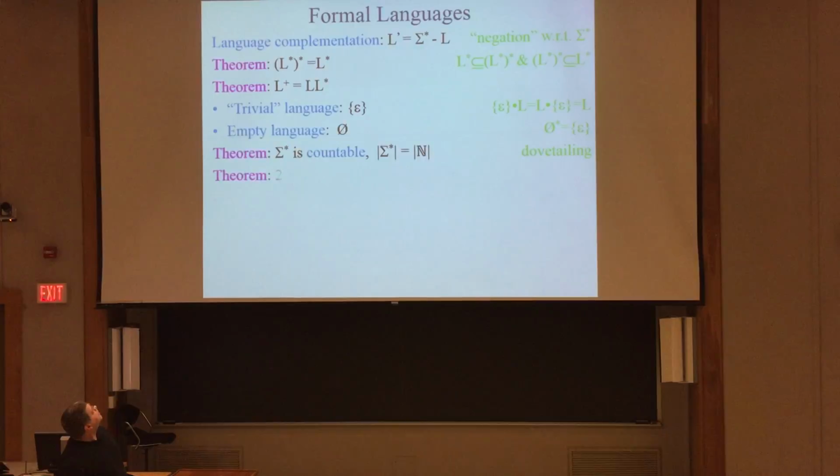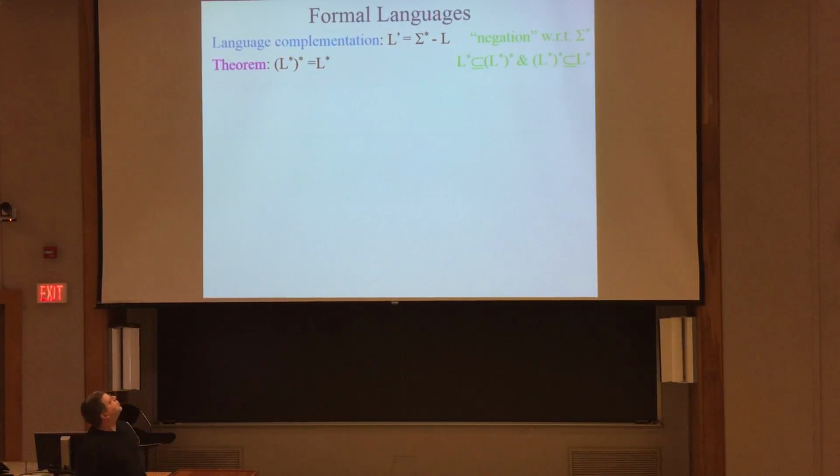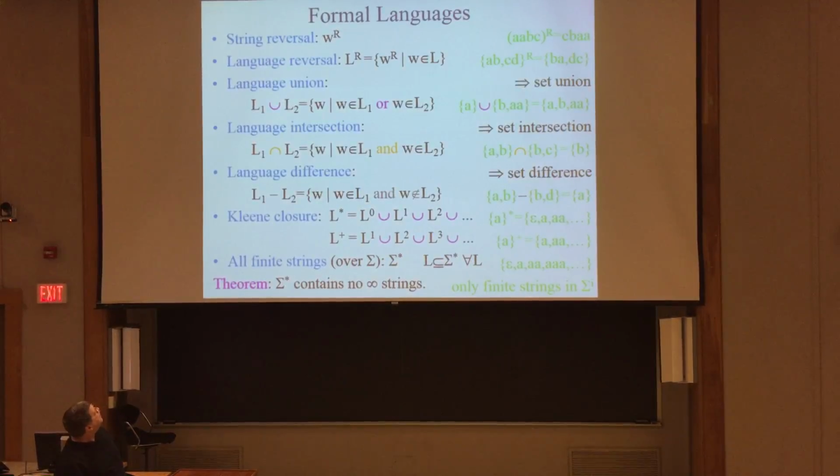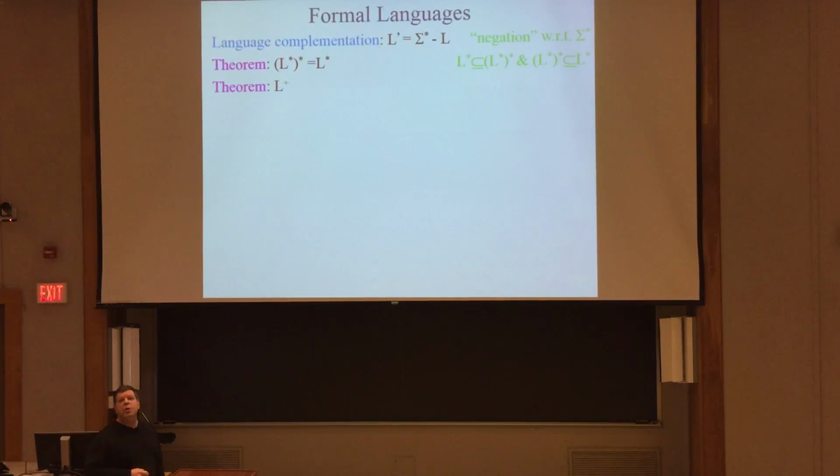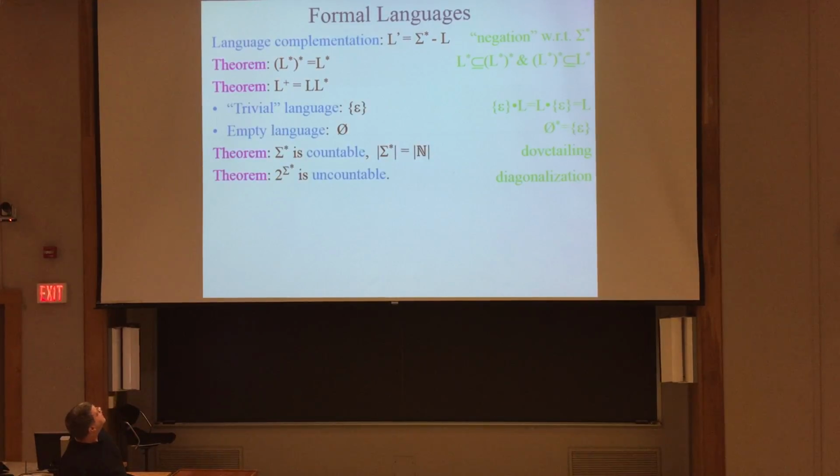And so we also define language complementation, taking all the strings that are not in the language, and we define sigma star as the Kleene closure, the union of all finite powers of a language. Language intersection, union, difference, the set operators, pretty straightforward. And we said that sigma star contains all finite strings, but no infinite strings. That's the Kleene closure operation applied to the alphabet. And then we defined the trivial language to be the language containing the empty string. The trivial language is not the empty language.